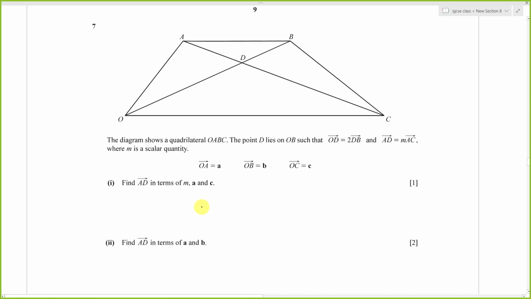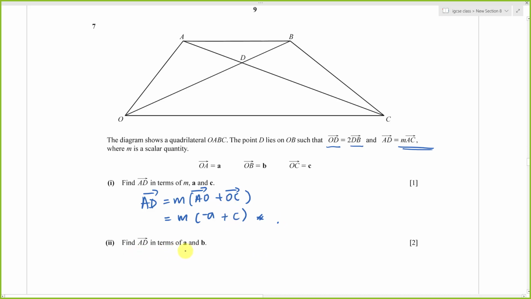Oh, because we have OD equals 2DB. Alright, so I thought the 1 mark one should be... Oh, it's here, right? Yeah, I didn't see they give you AD here. Because for 1 mark normally no need to think much. So it equals m AC, right? AC will become AO plus OC. I just show you here. Of course, in the exam, you write AO as a negative. So this one is the answer for my part 1.